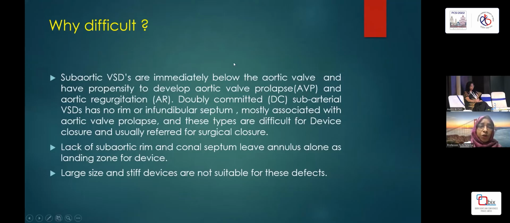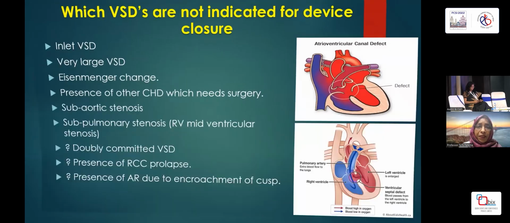So why were these contraindicated or difficult? Sub-aortic VSDs are immediately below the aortic valve and have a propensity to develop aortic valve prolapse and aortic regurgitation. We all know that. And doubly committed VSDs are subarterial. There is no rim, no conal septum, only the fibrous annulus of the valve. So the lack of a subaortic rim and conal septum leaves the annulus, and there is not much of a landing zone for the devices. Larger and stiffer devices are not suitable for this kind of device closure.